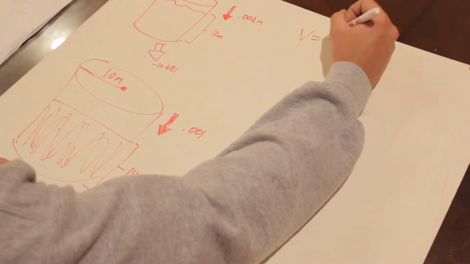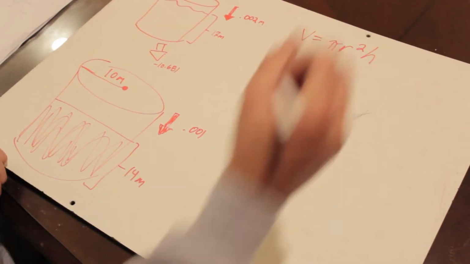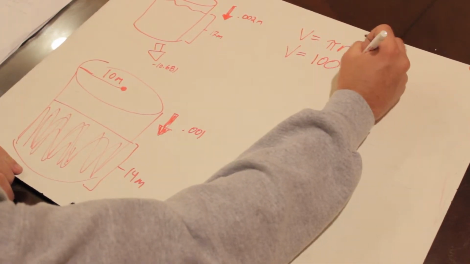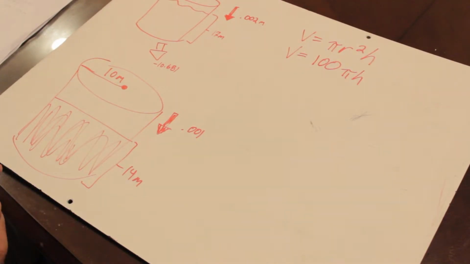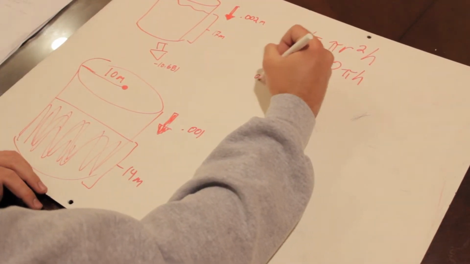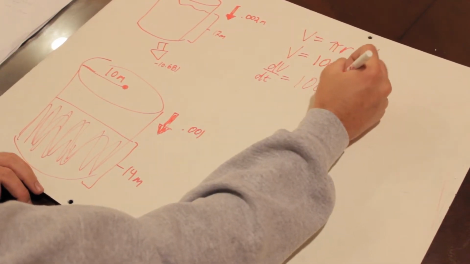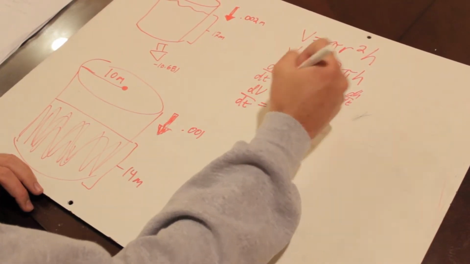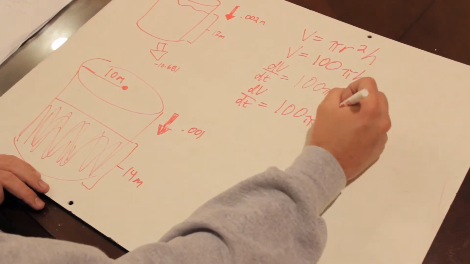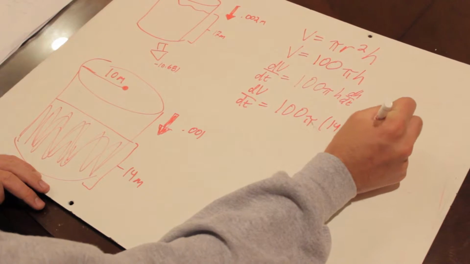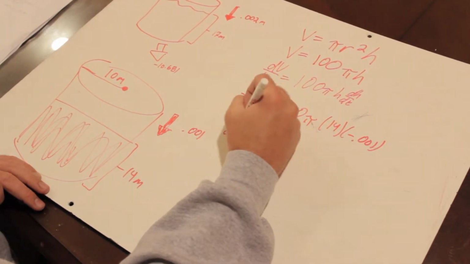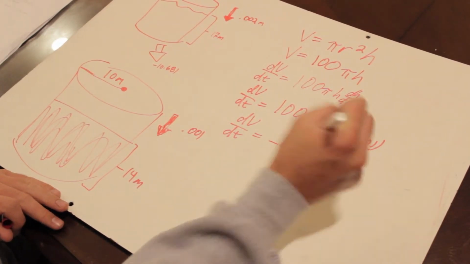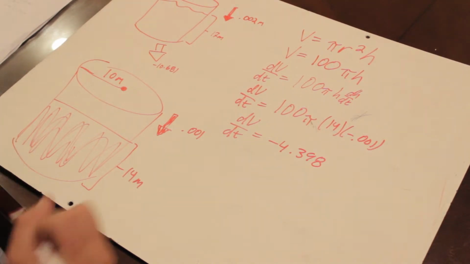And so we use the same equation. And once again, the radius is a constant. So once again the radius is 10. And then we take the derivative once more. And then plug in what we know. Bringing the rate of change of the volume to a rate of 4.398. So we will also save this number.